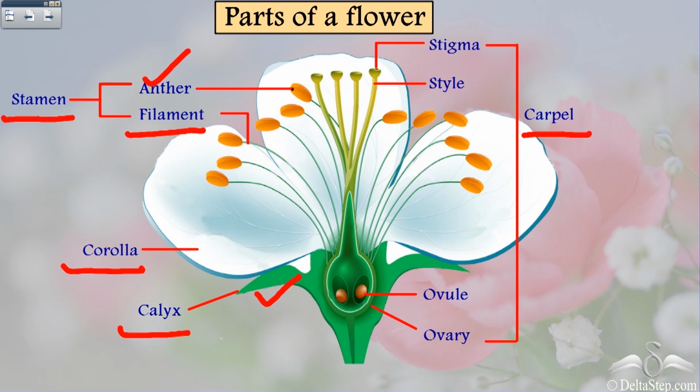So, what are the parts of a carpel? The top part is known as stigma. The thin long neck is known as the style. Over here, the round bottom is known as the ovary, and these small things inside the ovary are known as the ovules. So, these are the different parts of a flower, and the most essential parts of a flower are the androecium and the gynoecium, which helps in reproduction.